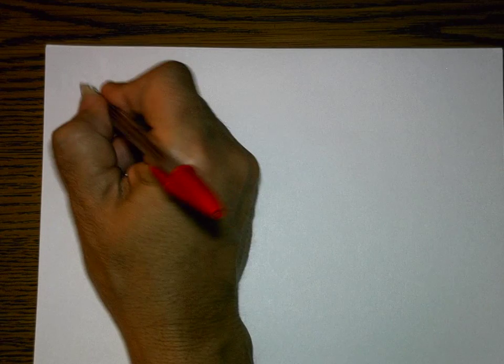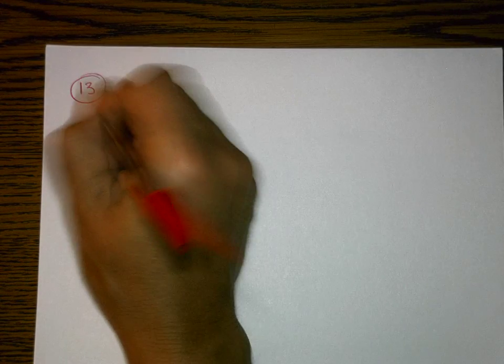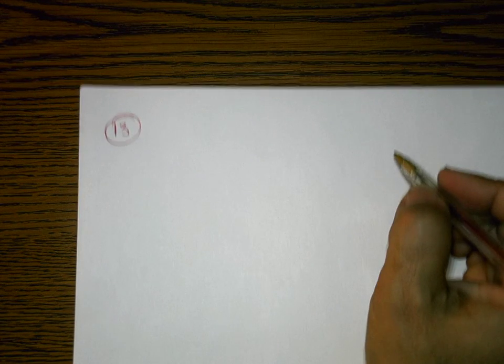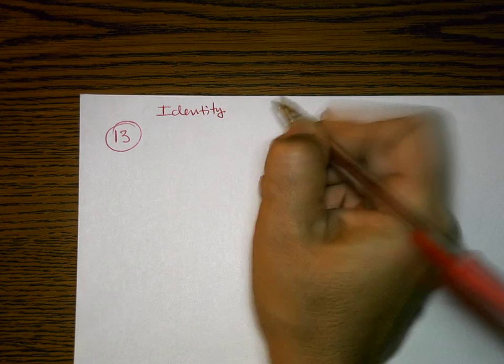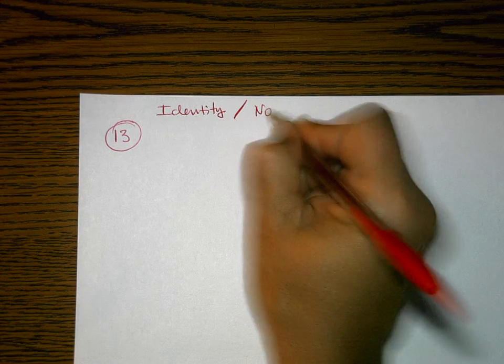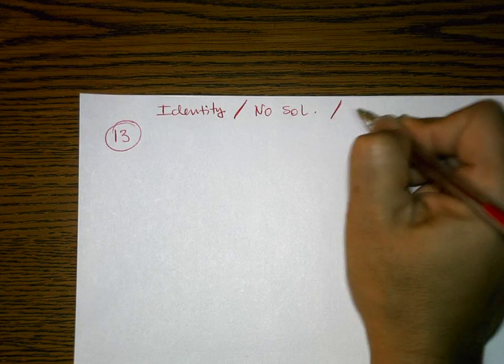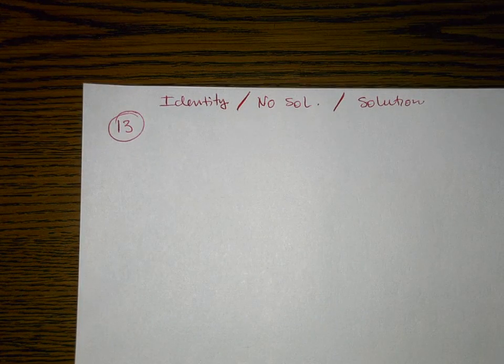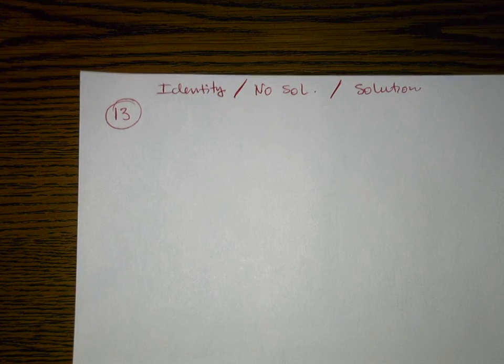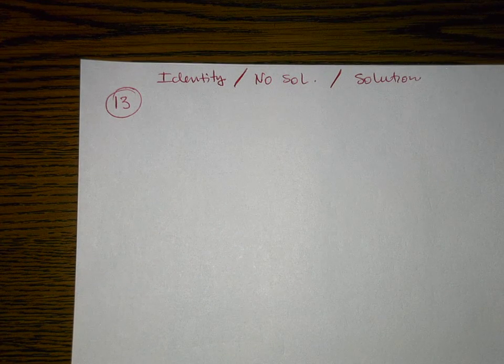1.3. Let's see number 13. The reason why I want to start with number 13 is because when you solve this type of equation, you will get 3 answers. You either will get something that's called an identity, or you'll get no solution, or you're going to get a solution. So there's only 3 possible answers, and I want to show you these 3 possible answers when you solve this kind of equation. That's why I picked number 13.